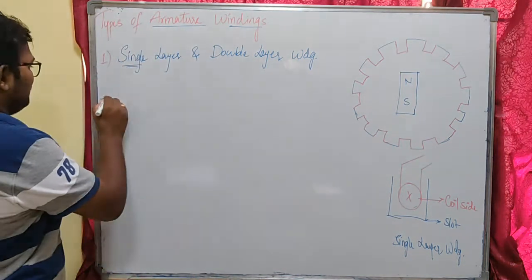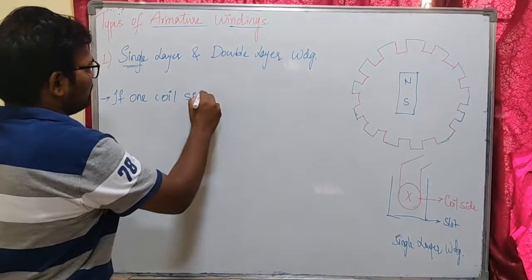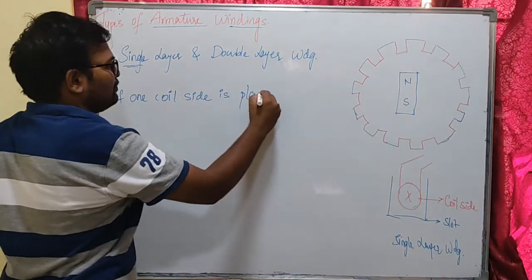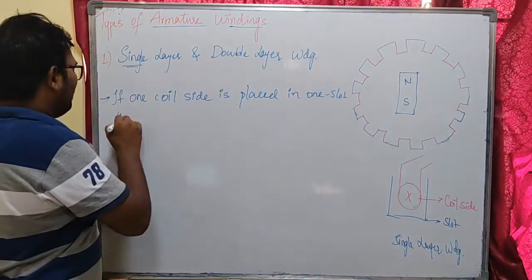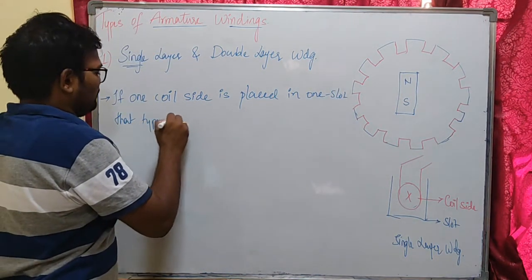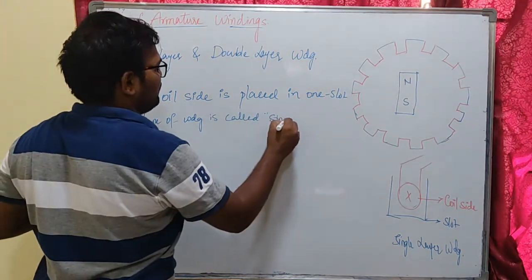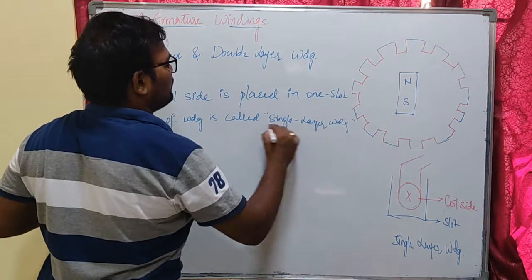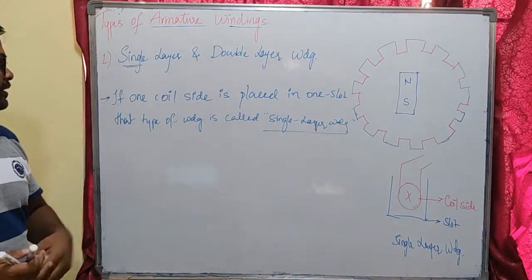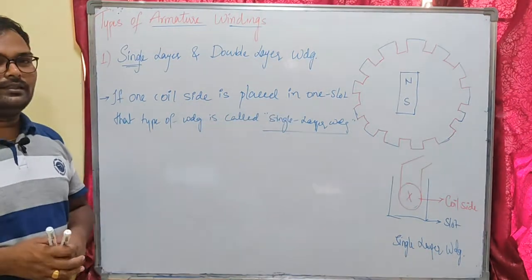That is, if one coil side is placed in one slot, the type of winding is called single layer winding. That means you have to keep only one coil side in one slot, and that type of winding is called single layer winding.